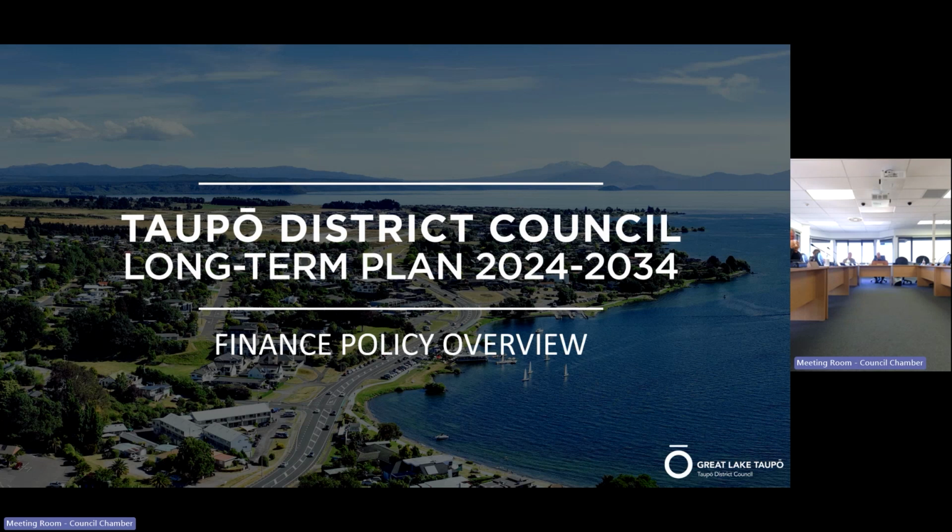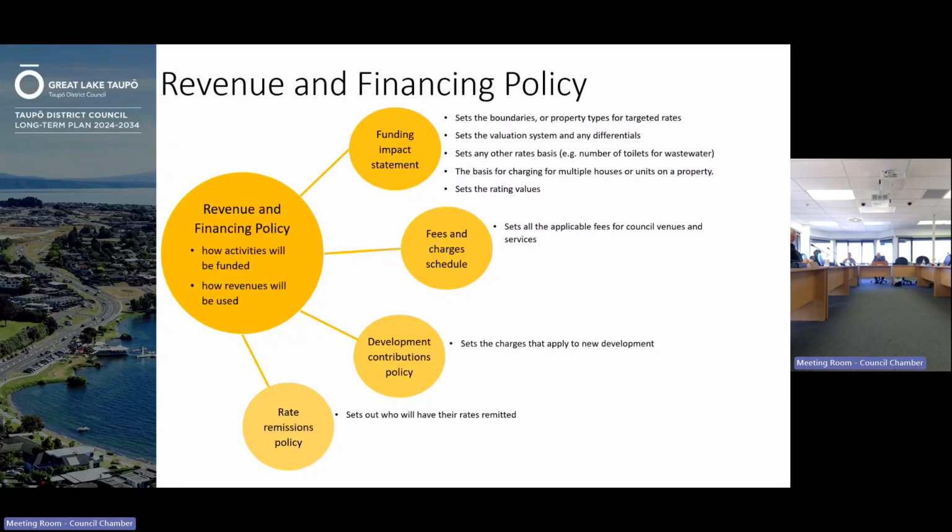All right, thank you. So there's two sides to an LTP. The first side is what are we going to do? What are we going to deliver? What is it going to cost? And that's the fun side. This is the side of where does the money come from? How we're going to pay for things. So we've got a suite of revenue and financing policies.